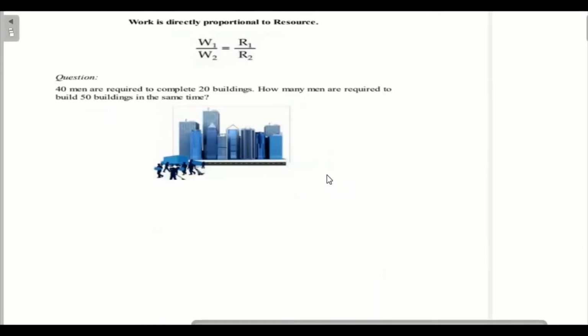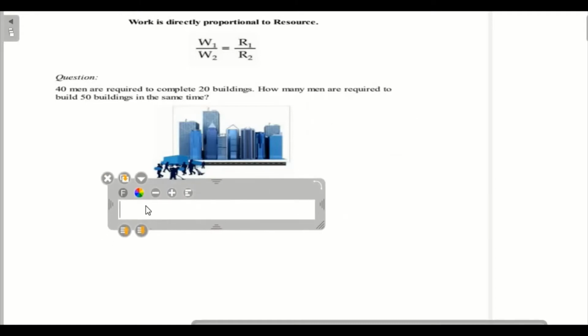We'll move on to the second question in time and work. Here's the question: 40 men are required to complete 20 buildings. How many men are required to build 50 buildings in the same time? In the previous question we had the same set of employees, and we had to find the time it takes to complete the buildings. But in this case we have to find how many employees we need to complete 50 buildings.